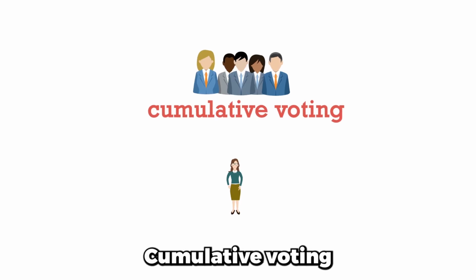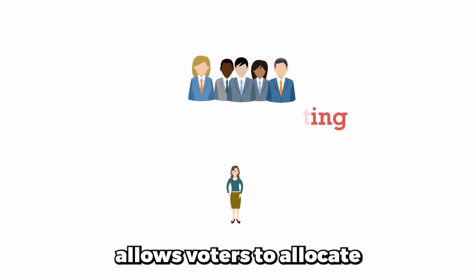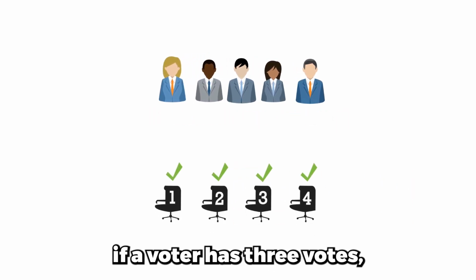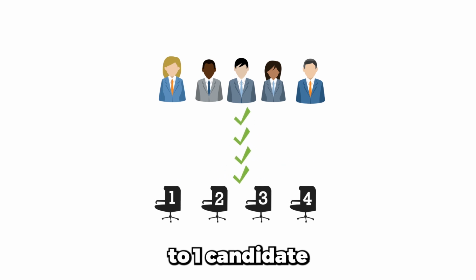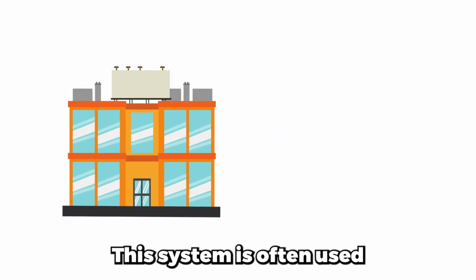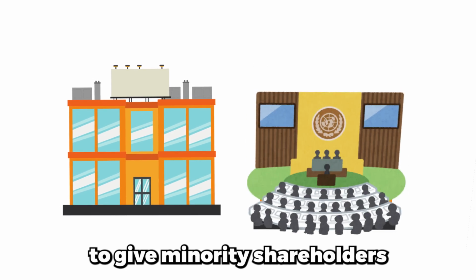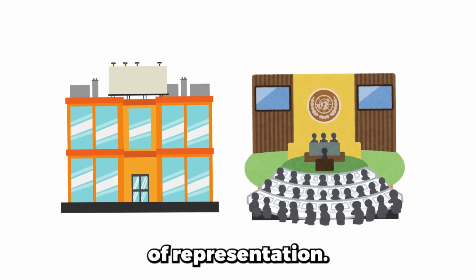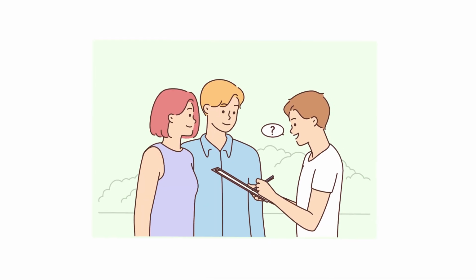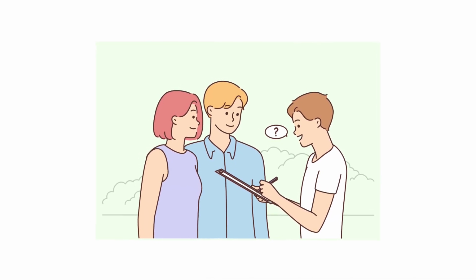Cumulative voting. Cumulative voting allows voters to allocate multiple votes to one or more candidates. For example, if a voter has 3 votes, they can give all 3 to one candidate, or distribute them among several candidates. This system is often used in corporate elections to give minority shareholders a better chance of representation, enhancing minority representation, requiring strategic voting, and being more complex to administer.